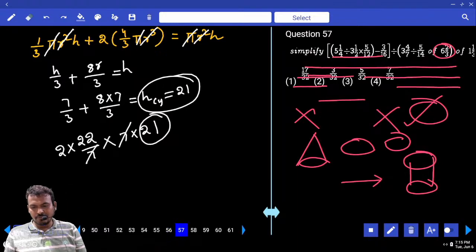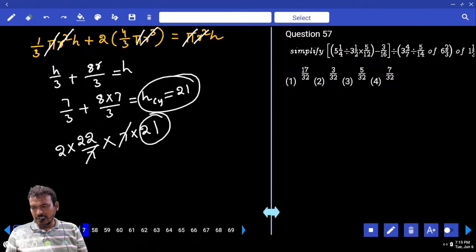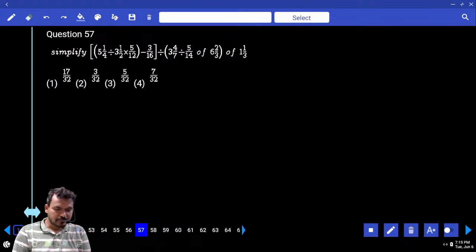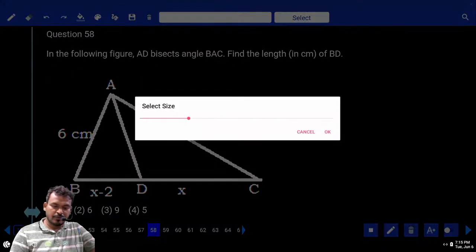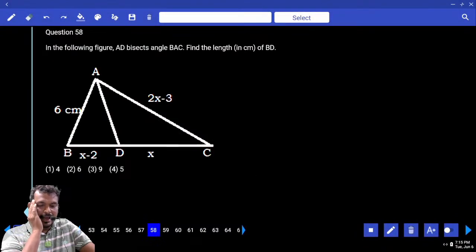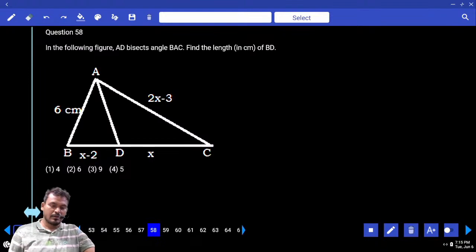Next question number 57. Anyone need? No? Question number 58. In the following figure, AD bisects the angle BAC. Find the length of the BD.